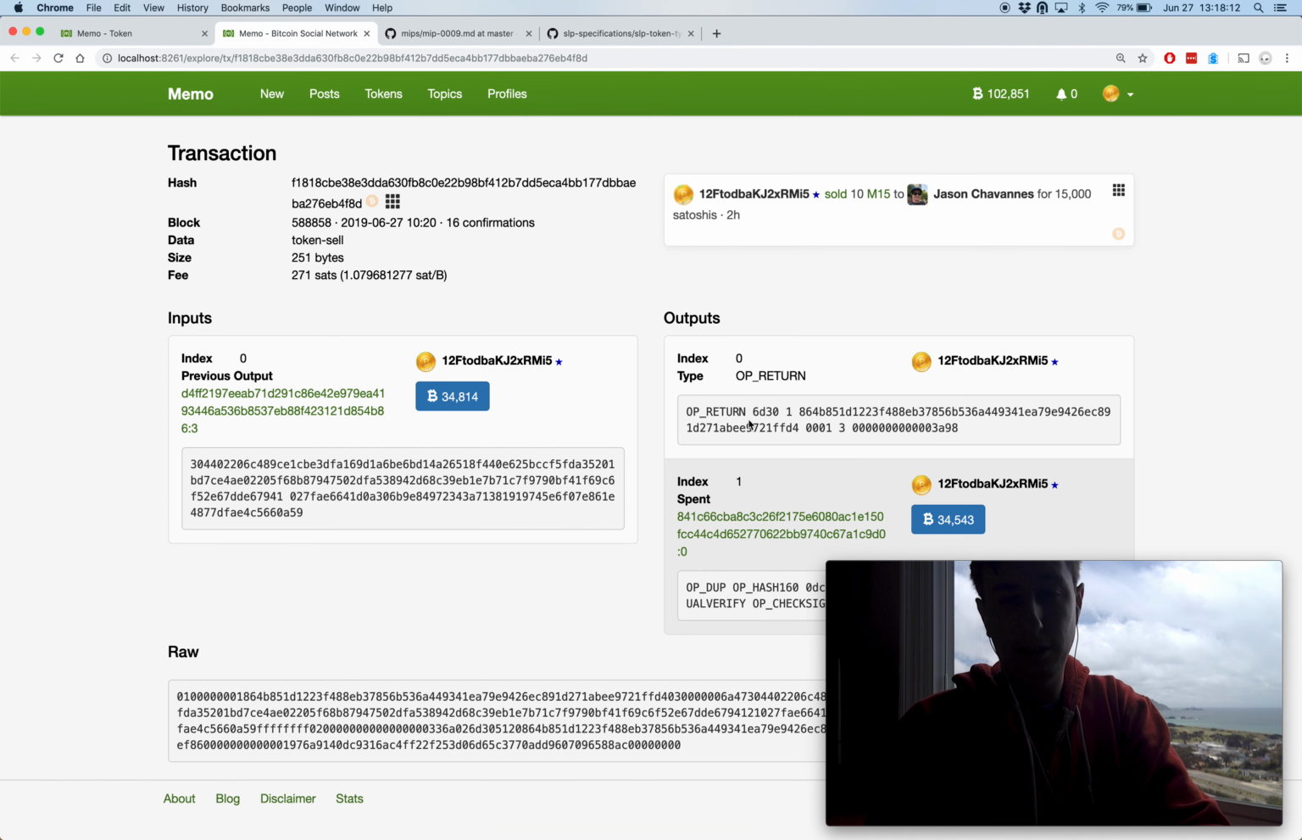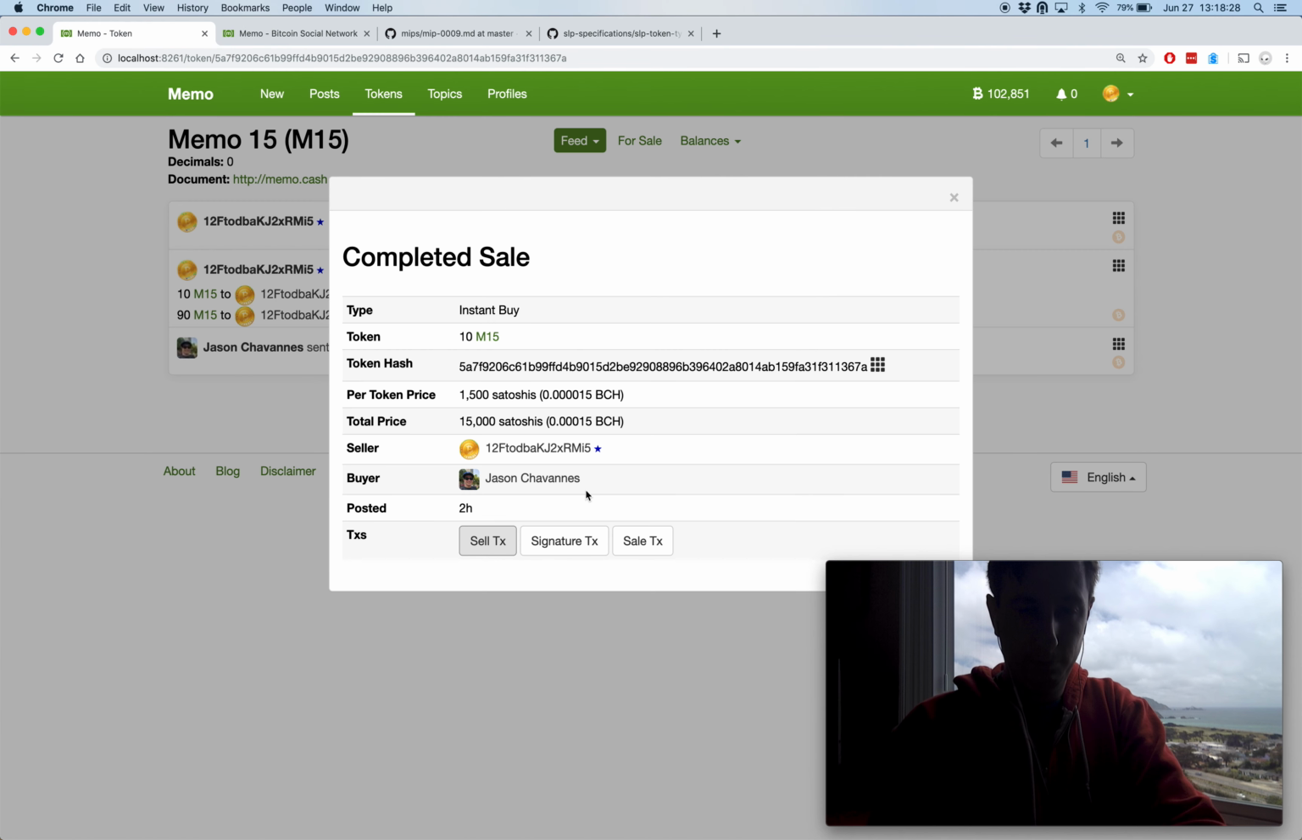So this says op return 6030. I'm listing an item. This input, which is the 10 M15 tokens, and then as an output, I want this much payment. So that's listing an item for sale.